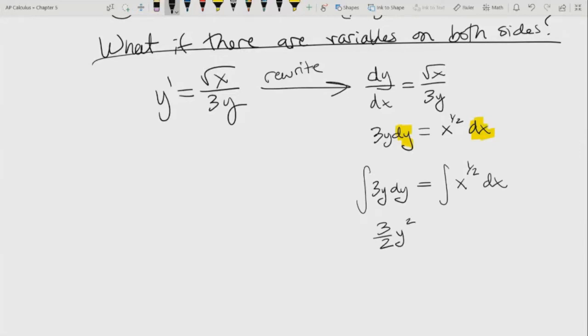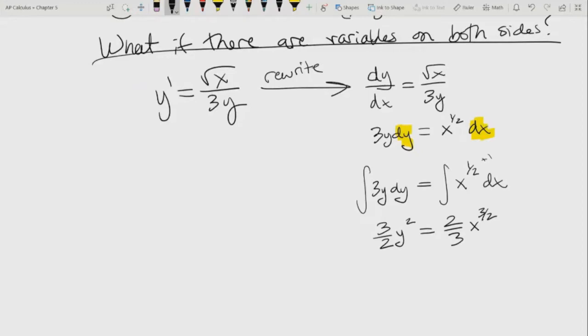y squared over here. And on the right-hand side, I'll do a little quick trick here, because we added 1 to 1/2, that's 3/2, right? And we're going to divide by 3/2, which is the same as multiplying by 2/3. So I'm just going to skip right to that step there. So it'll be 2/3 times x to the 3/2 power.